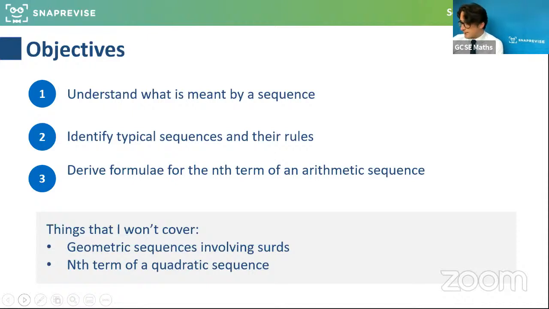What we're going to do today is look at what is meant by a sequence, understand how we use the notation, the rules, and talk about what an arithmetic sequence is. I'm not going to go into geometric sequences or quadratic sequences, but we will look at some of the notation that we have to use and be familiar with because it does catch people off a little bit. So we'll go through that now.